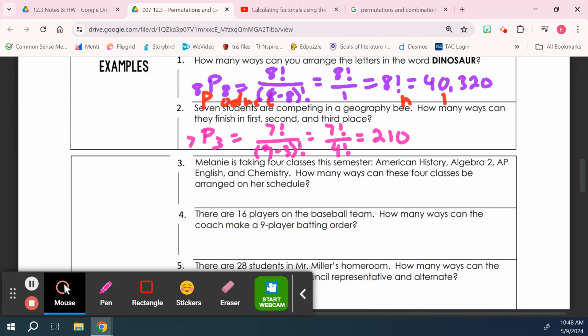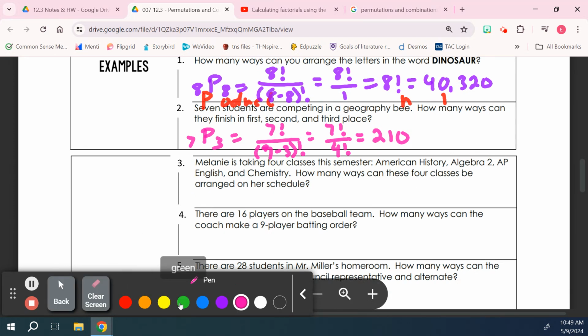Example 3. Melanie is taking 4 classes this semester: American History, Algebra 2, AP English, and Chemistry. How many ways can these 4 classes be arranged on her schedule? All right, so this is going to be the permutation of 4 with 4 options. So this is just going to be 4 factorial, because we know it's going to be 0 factorial underneath. So 4 factorial just leaves us with, what is it? 24. Yep.